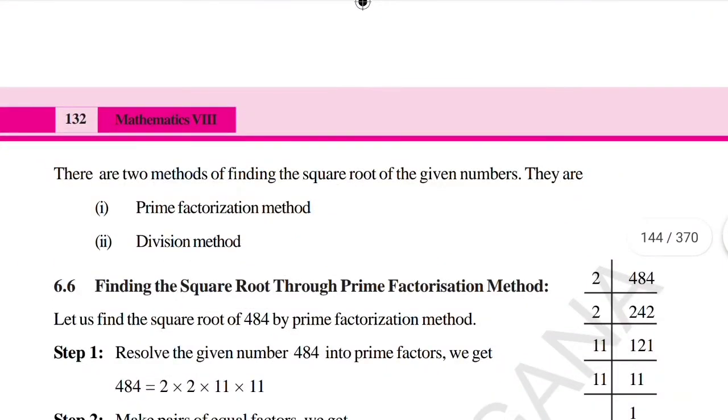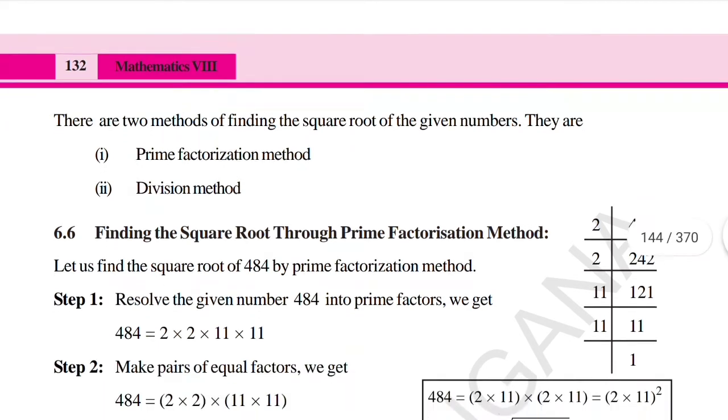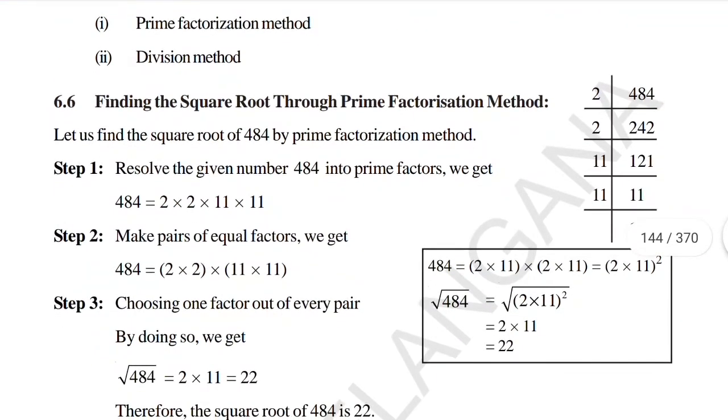We have a total of two methods. One is the prime factorization method, another one is the division method. In this video we are going to learn the prime factorization method. So here is one example problem. Let us find the square root of 484 by prime factorization method.